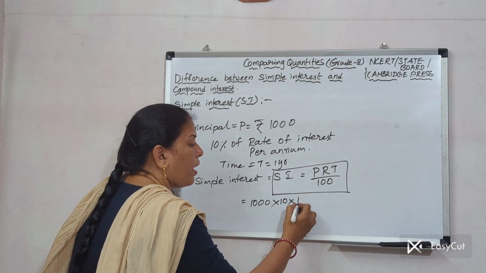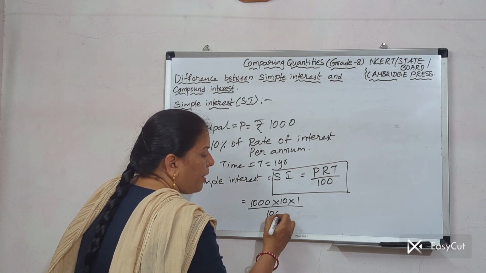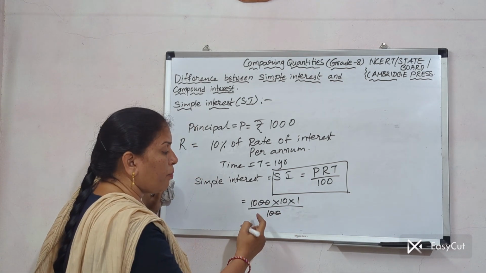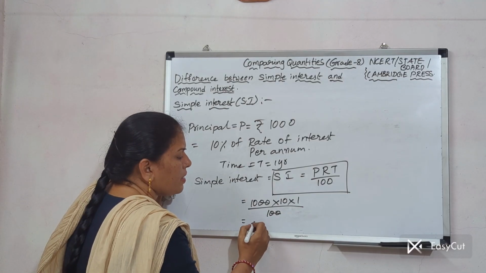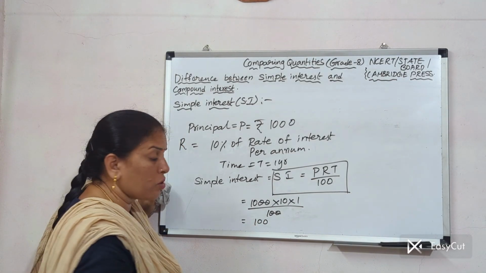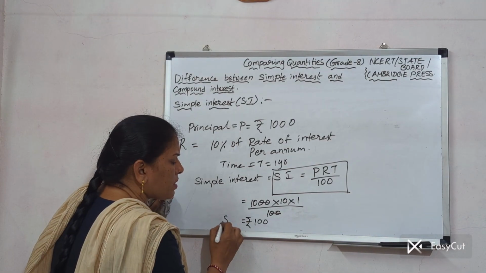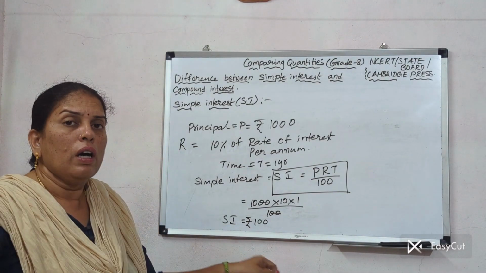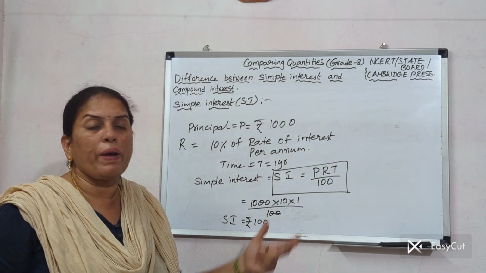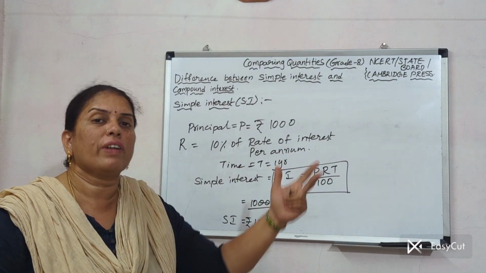1 year. So, 1 by 100. 2 zeros cancel. Nothing is there to cancel in the denominator. So 10 into 10 is 100. 100 by 1. No need to write 100 in the denominator. So what is the simple interest? Simple interest is equal to 100 rupees. That is the extra amount I have to pay to my friend after 1 year.